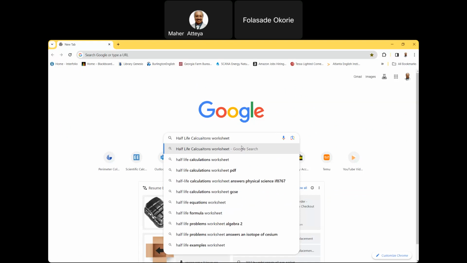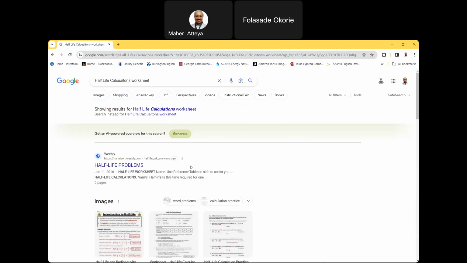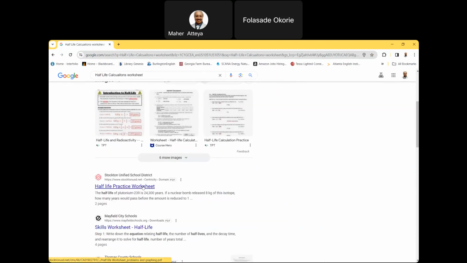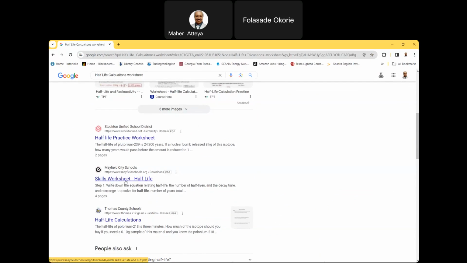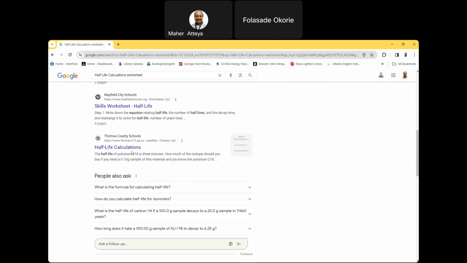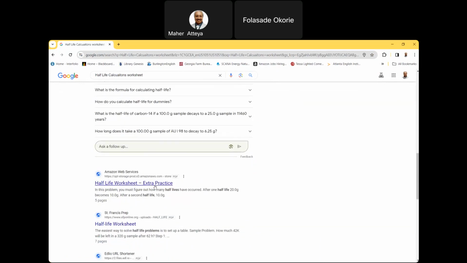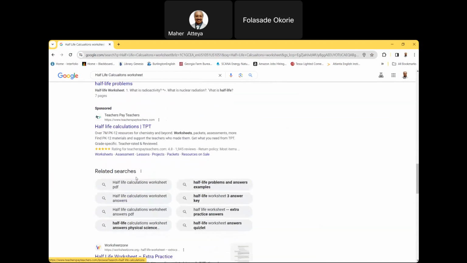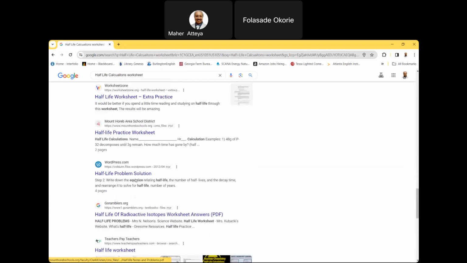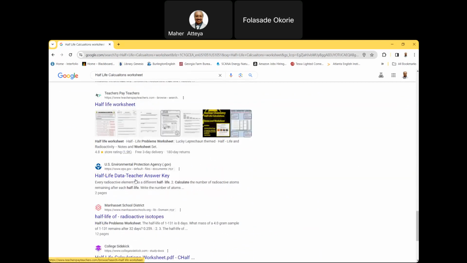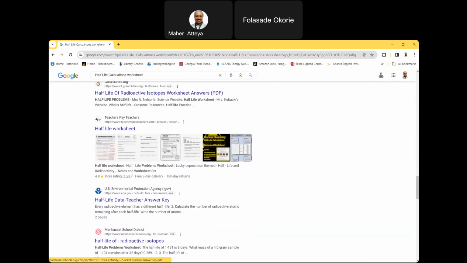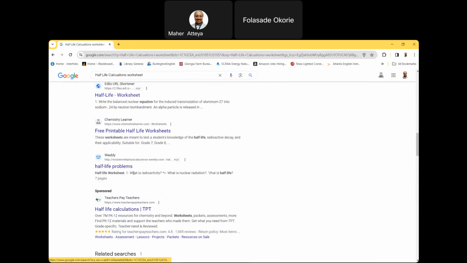So now, let's look at half-life practice worksheets. These are skill worksheets, half-life calculations, extra practice, whatever you like. Look at them all here. You can Google along with me on your laptop and then decide which one you like. Take your time, because that's the area you are suffering from.